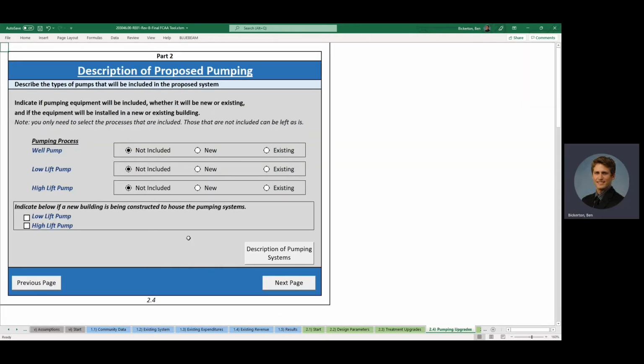For pumping upgrades, we can say if there's any low lift or high lift pumping that's going to be added. So the previous system had no low lift or high lift pumping, but perhaps the new system will have high lift pumping. And if a new building is being constructed to house the pumping systems, yes, the high lift pump will be in the new building.